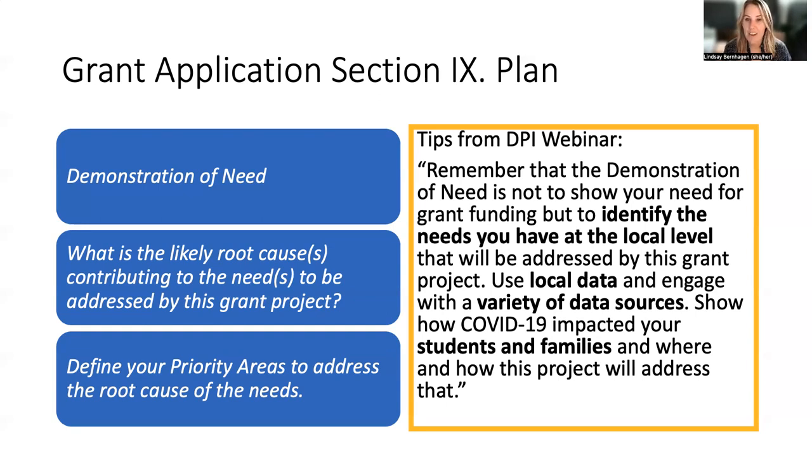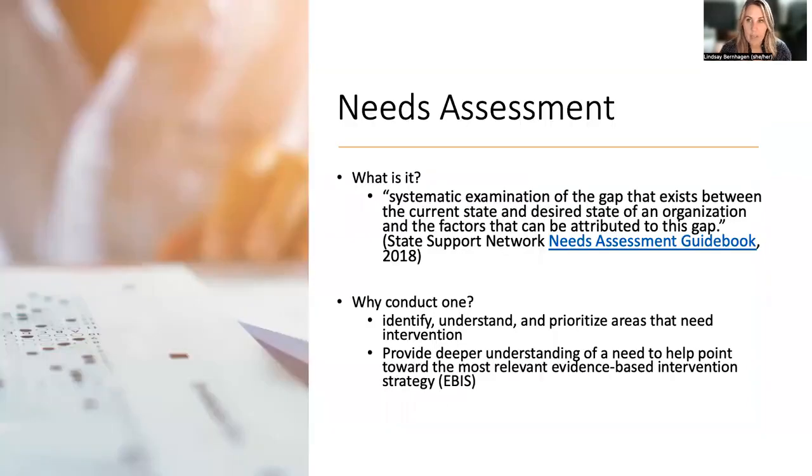But what they're asking is to identify the needs that you have at the local level. So within your specific programs, within your specific sites, your specific collaborations, right? They want you to get really specific that you're going to address by this grant project. They want you to use local data and engage with a variety of data sources. They want you to show how COVID-19 impacted your students and families and where and how this project, whatever you propose to do with the funds, is going to address that impact that you've identified. So they're asking you to do a needs assessment, basically.